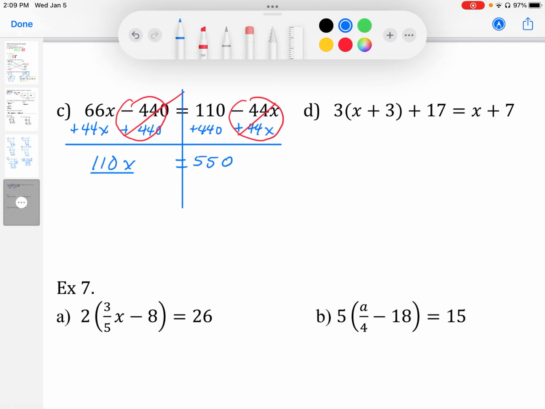I'm going to get rid of that times 110 with a divide by 110. Make sure I balance, do it on both sides. So my final answer works out to be x is equal to 5.